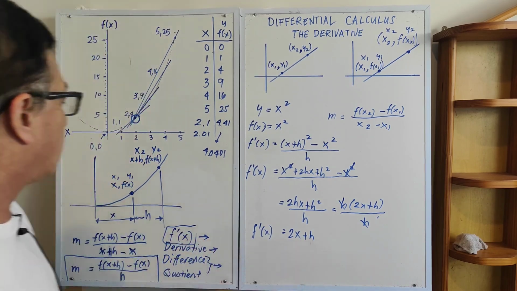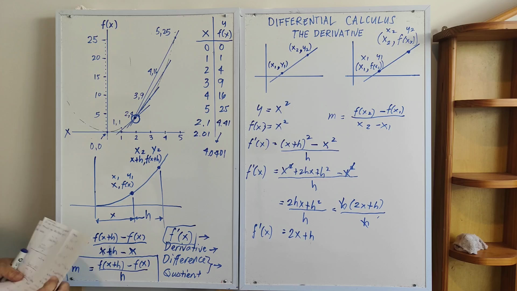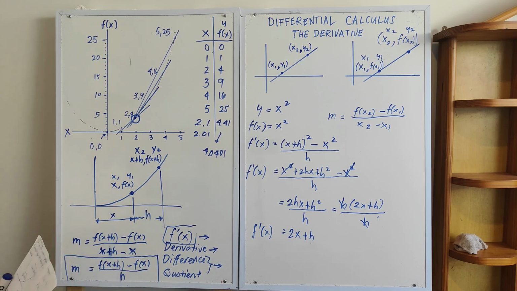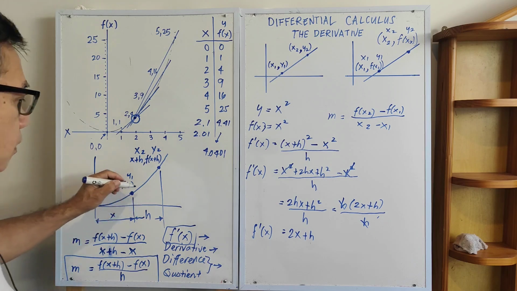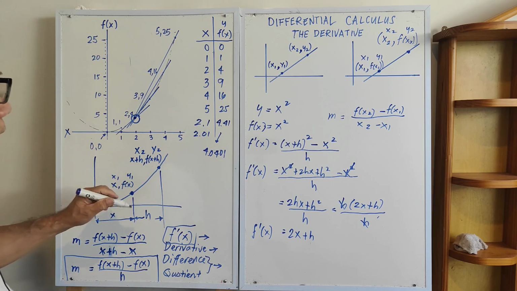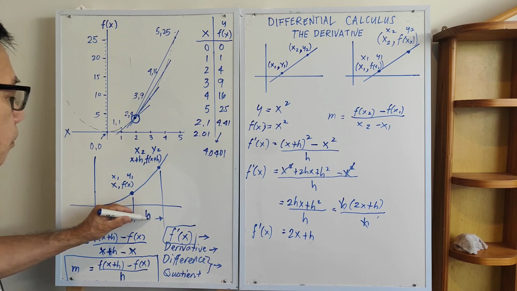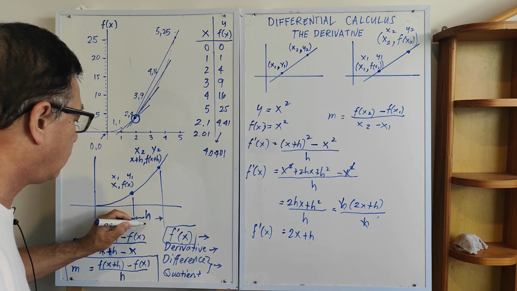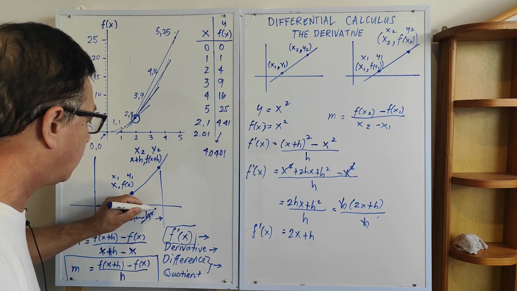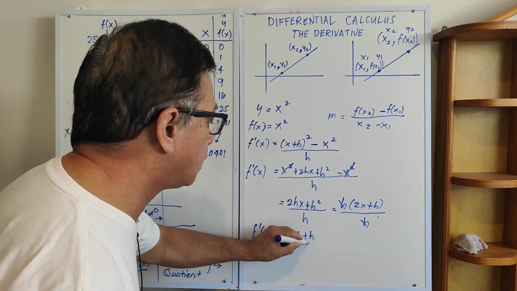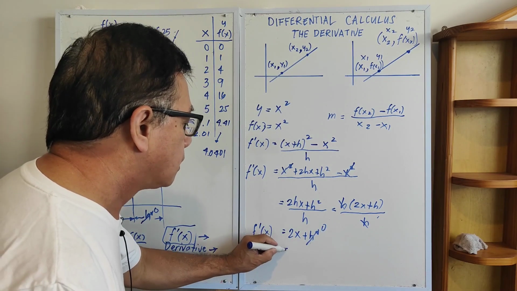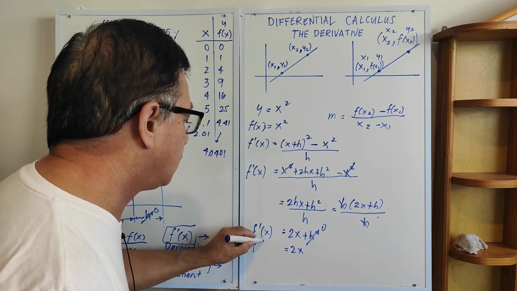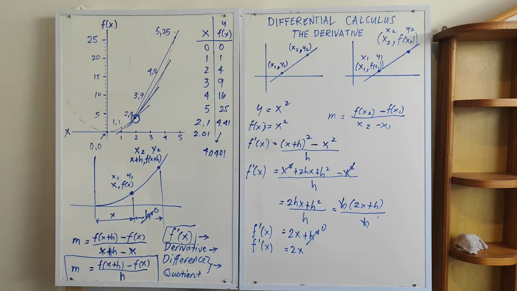Now, as you recall in here, the distance between these 2 points, this h, is so small that we can actually put it to 0. So this is really, really small that we can put it as 0. So this h becomes 0. So the slope of the curve is 2x. So this is the slope of this curve.